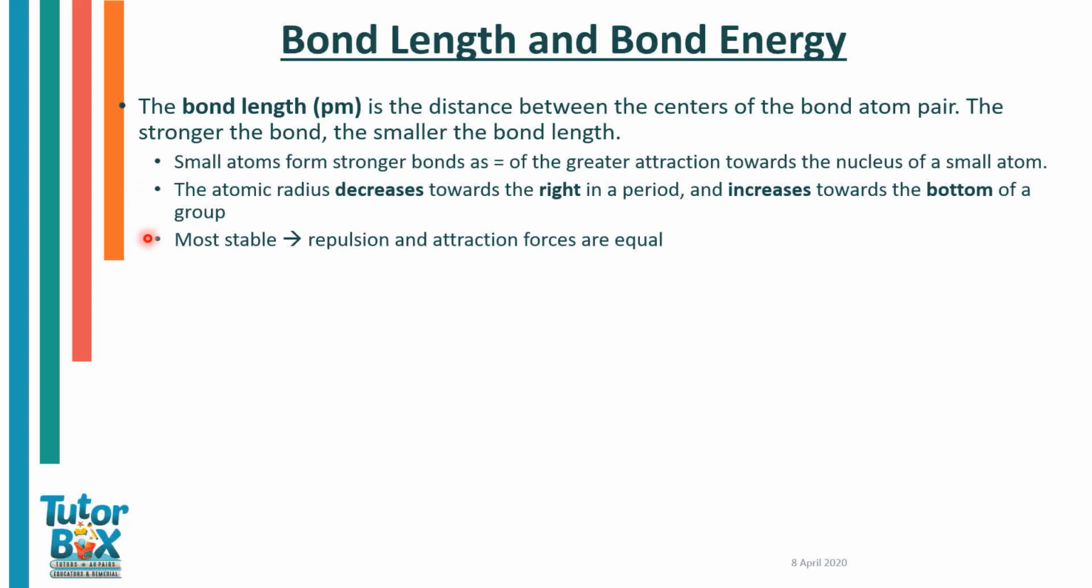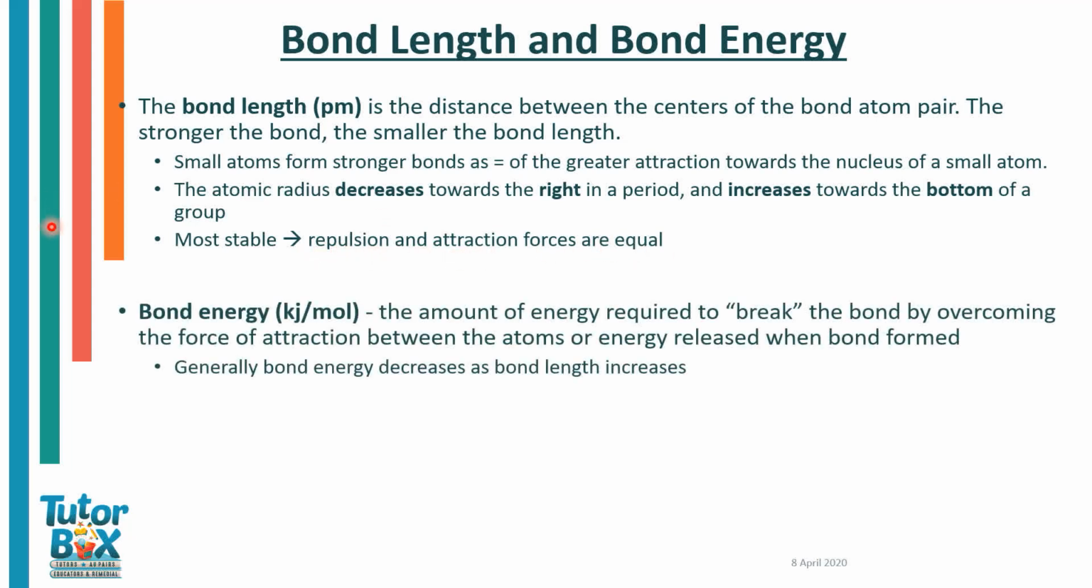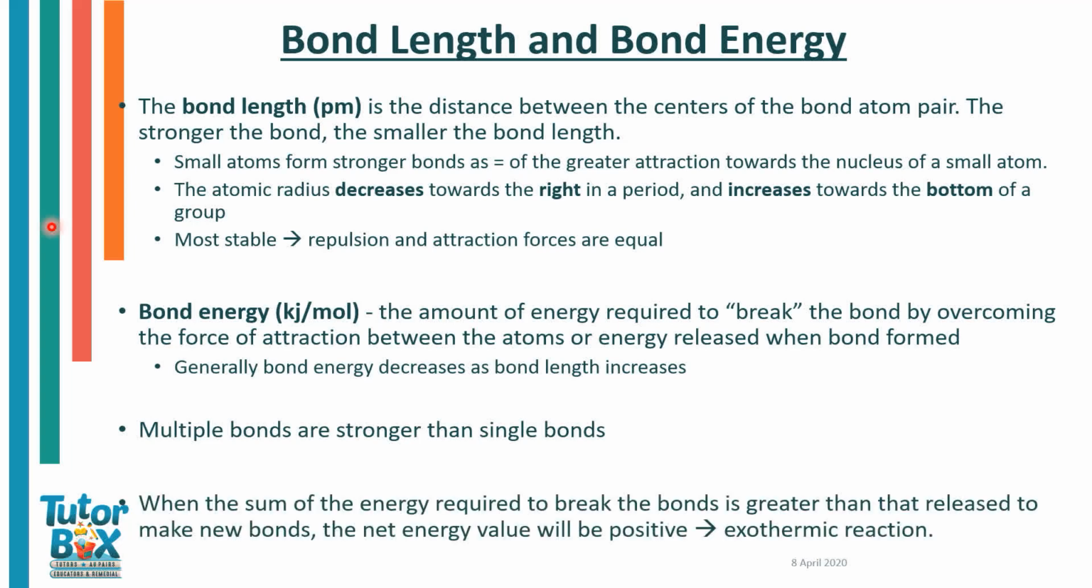It'll be most stable when the repulsion and attraction forces are equal. Bond energy is measured in kilojoules per mole, and this is the amount of energy required to break the bond by overcoming the force of attraction between the atoms, or the energy released when the bond is formed. Generally, bond energy decreases as bond length increases. Multiple bonds are stronger than single bonds, and that makes sense even if you just think of normal application.